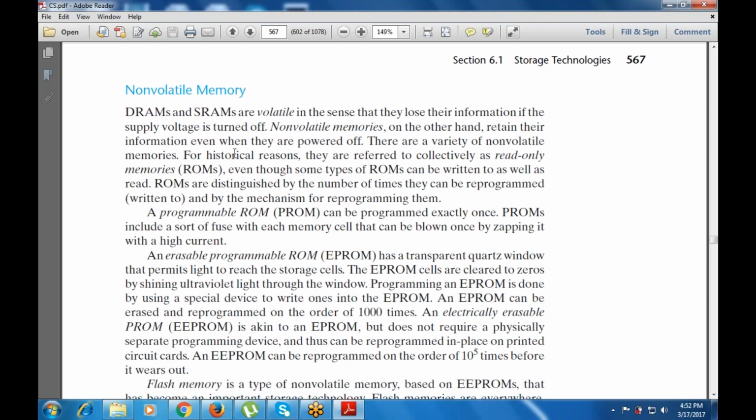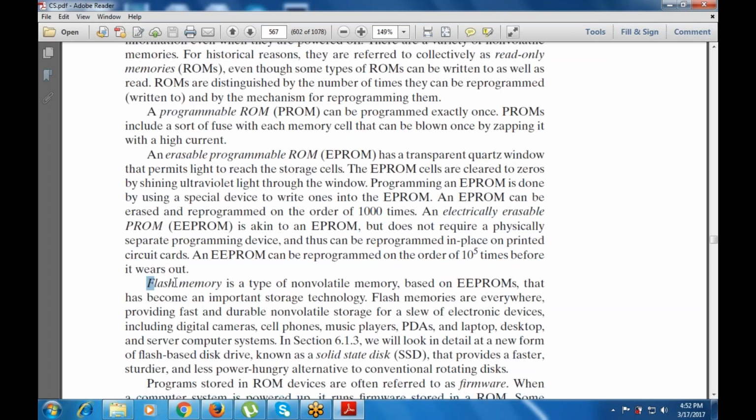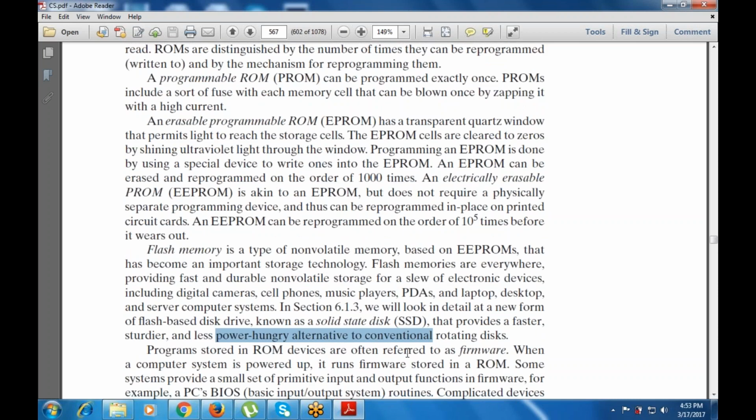That means in the first case, we put the chip under the sun, exposing it to the ultraviolet rays, and erase the data. The next one uses electric current for erasing the data, and that is done internally also. This is akin to the EEPROM but does not require a separate physical programming device. Then flash memory is also a type of non-volatile memory based on the EEPROM, that is electrically erasable. It has become an important storage technology, also known as a solid state disk, SSD, that provides a faster, sturdier and less power-hungry alternative to the conventional rotating disk.